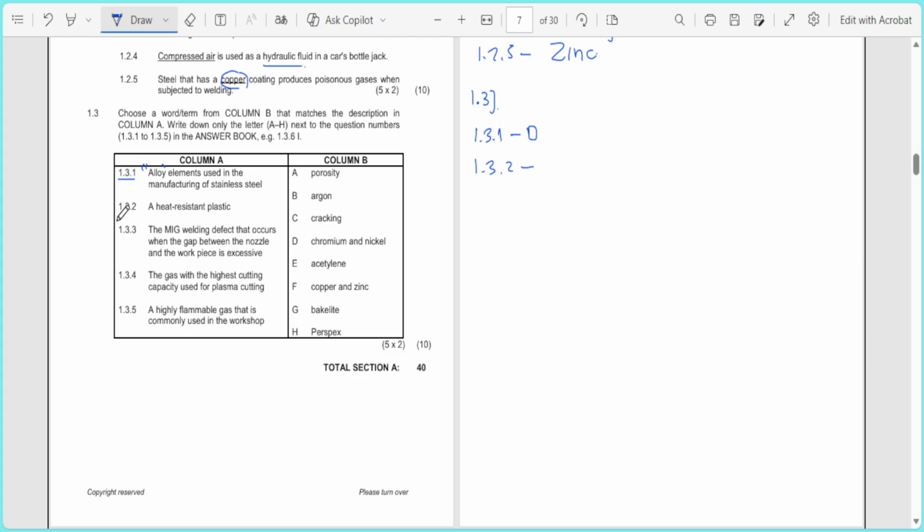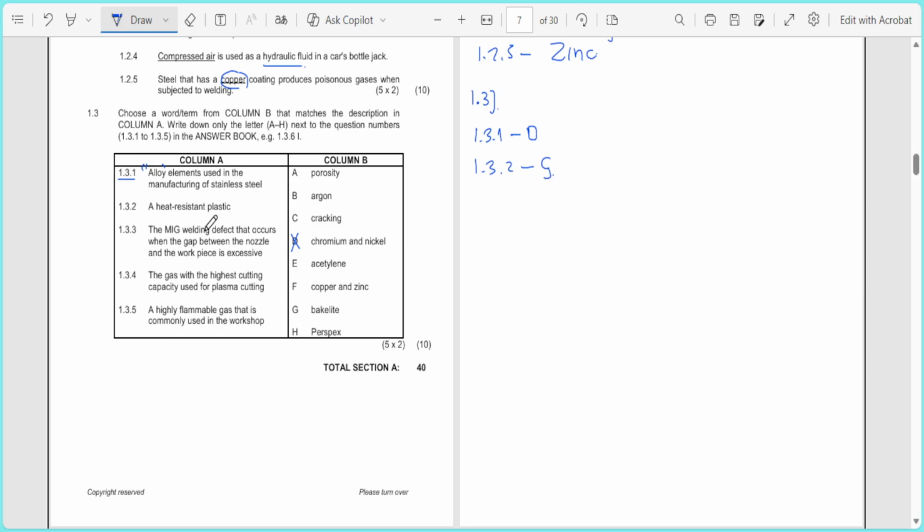Anyway, 1.3.2, a heat resistant plastic. So let me stretch this out. We have porosity, argon, cracking, acetylene, bakelite, and perspex. Okay. The answer should be G. A heat resistant plastic.